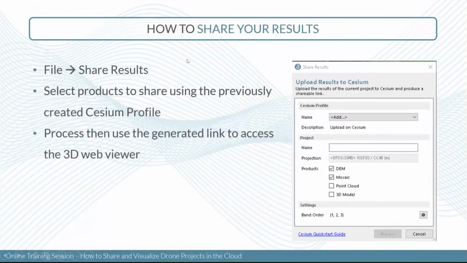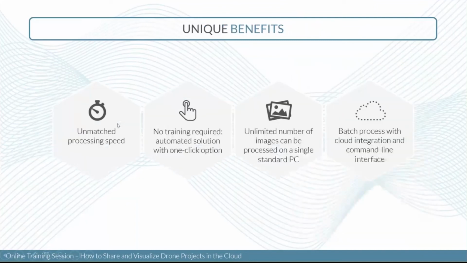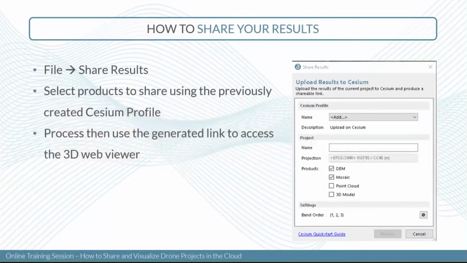So again here, if you want to share your output results, you go to File, Share results, and you can select the output that you want to upload directly on Cesium. Once it is done, you will have access to the link with all your data on the web.